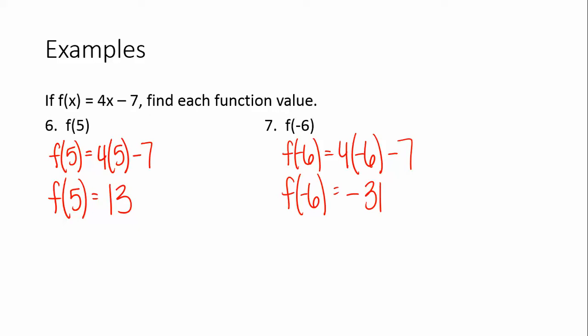On number 6, think about it like this. The independent variable is 5. That was something that was just chosen. But the dependent variable becomes the 13. It was dependent upon the 5. We got a 13 because we plugged in a 5.